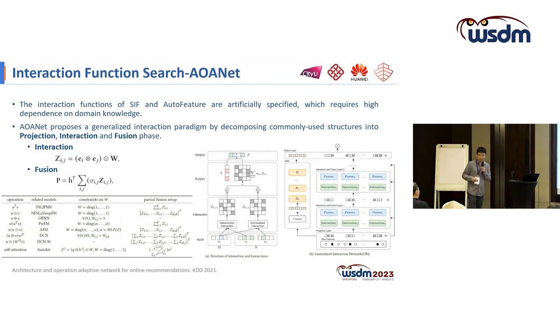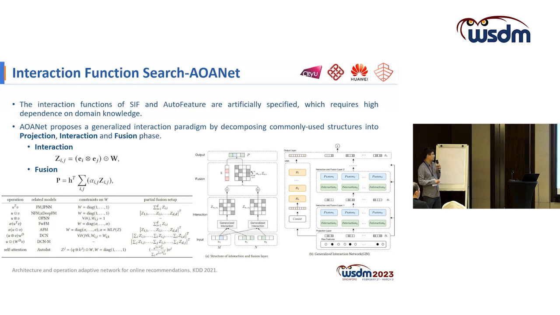Again, firstly, the authors of this paper try to review some existing works. And these are all very popular mainstream CTR models, right? And they analyze their interaction functions. And they prove that all the interaction functions can be abstracted in this format. So there is a learnable matrix W here. And this W is different for different pairs of feature fields. So this W is learnable.